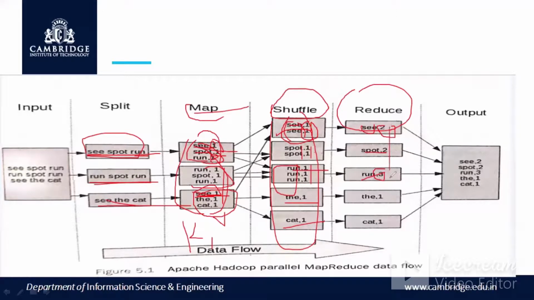Now you can see the reducer has reduced the shuffling stage, that is the aggregation of all the key value pairs, to this particular output. You can see C has appeared twice, the word spot has appeared twice, the word run has appeared thrice, the word the has appeared once, and the word cat has appeared once. So this is how the MapReduce data flow happens in Apache Hadoop.